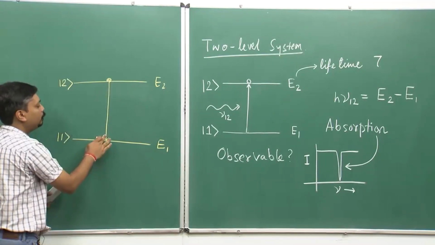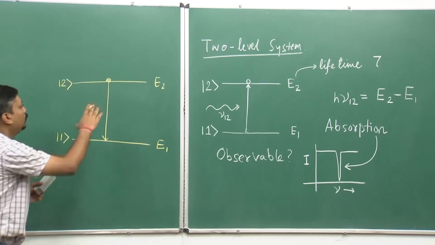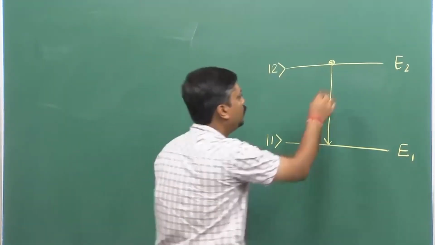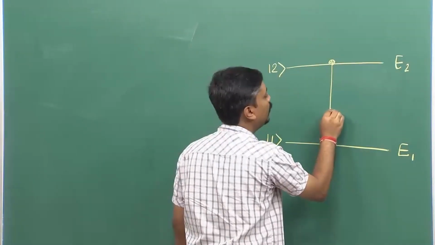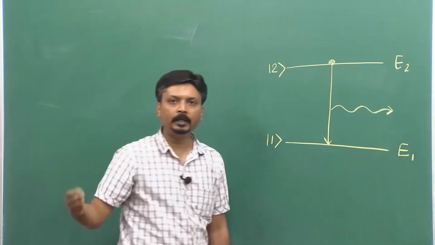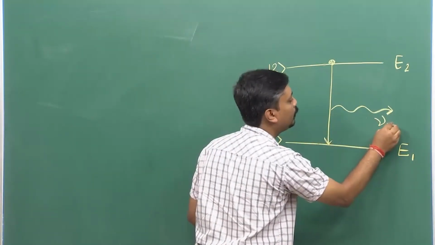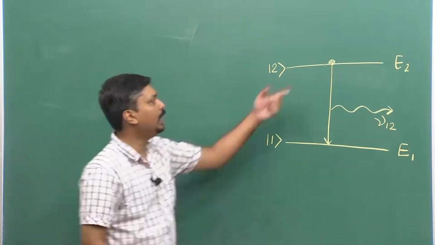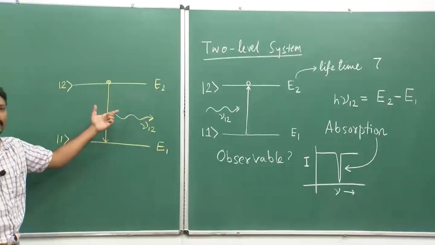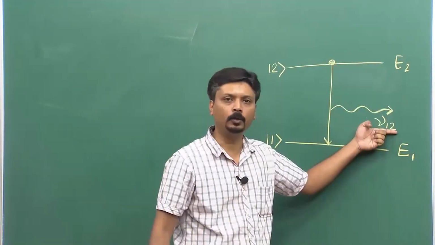And when it jumps from state 2 to state 1, what will happen? The energy equal to the gap E2 minus E1 will be emitted. So accompanied by this jump, there will be a release of a photon, and that photon frequency will be such that it matches this gap. So again the photon frequency will be nu 1 2. You may call this nu 2 1, but for this given two level system it does not matter whether I write nu 1 2 or nu 2 1, because both are same. So we will all the time use this nu 1 2.